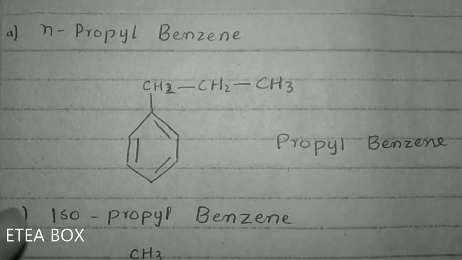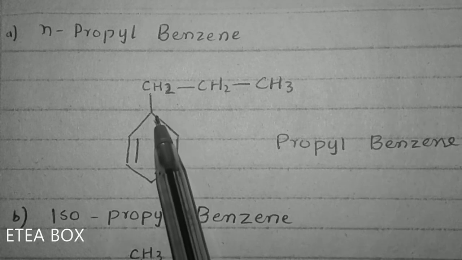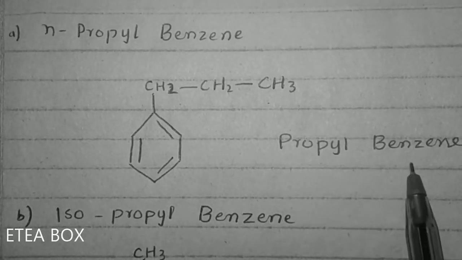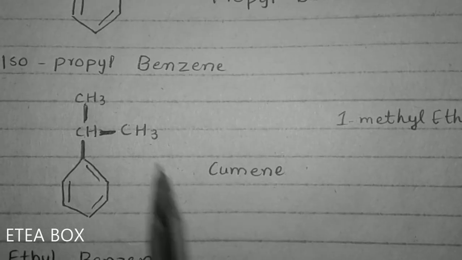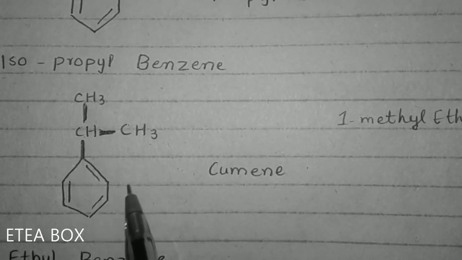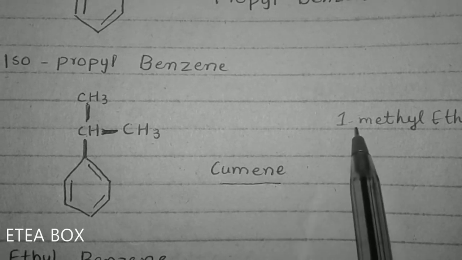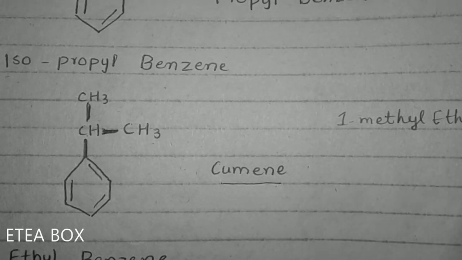Cumene can also be named as isopropylbenzene. Look, this one is n-propylbenzene. The straight chain is present and it is also called propylbenzene. Isopropylbenzene is this one. This one is also called cumene, and the IUPAC name is 1-methylethylbenzene.